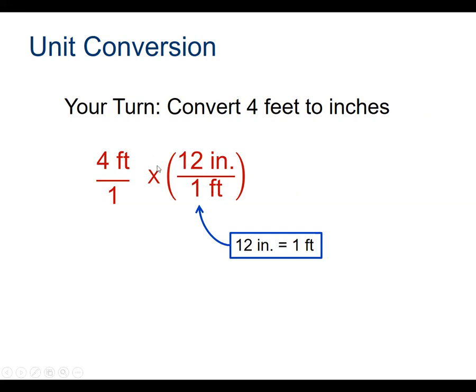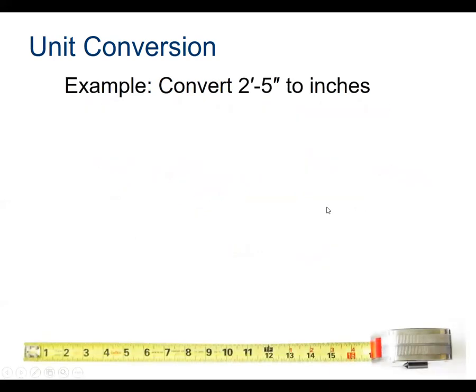And so we cancel out first, get rid of the feet. Do the math, 4 times 12, 1 times 1, 48 over 1. Could also be written as just 48 inches. So 4 feet is the same thing as 48 inches. All right, here's another one. 2 feet, 5 inches. How are we going to do this?